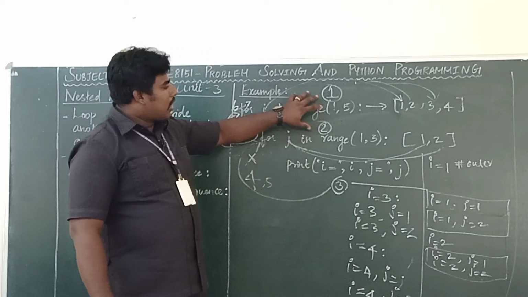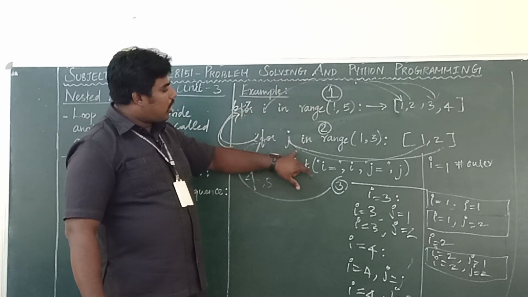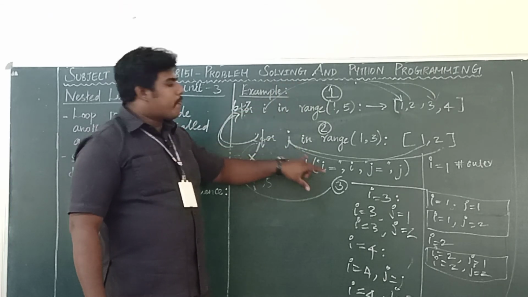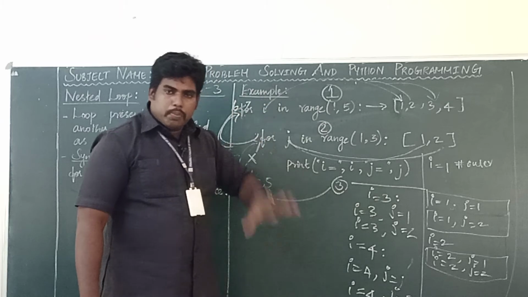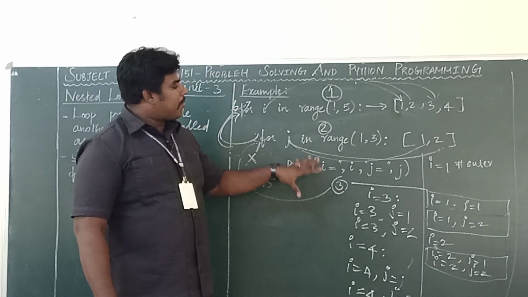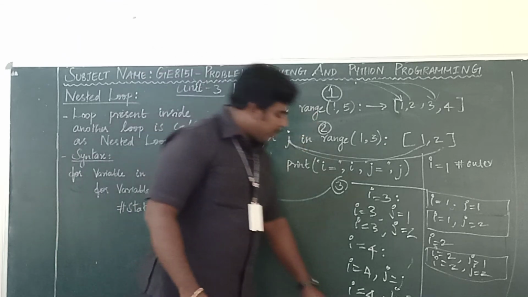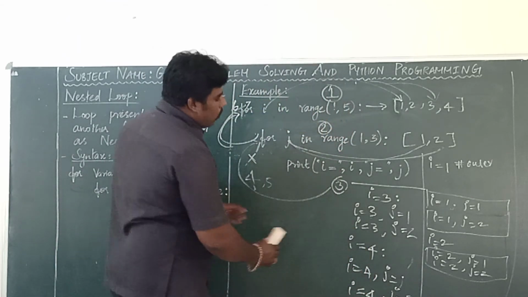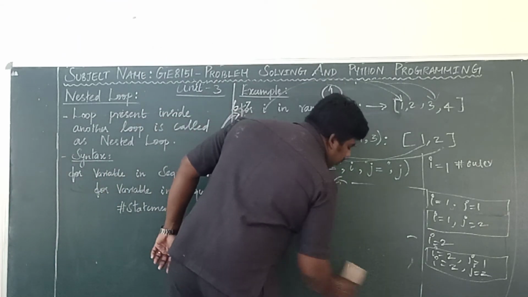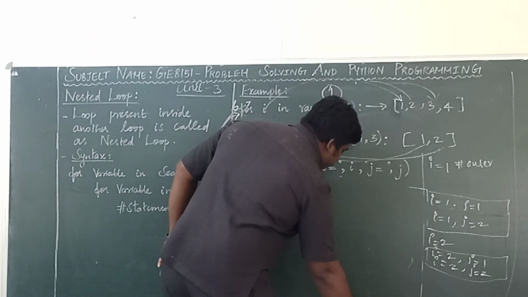First of all, the outer loop will execute, then the inner loop. Till the inner loop elements got over, only the inner loop executes. After completion of the inner loop, the outer will be executed. All of it clear? The same thing will work for the while loop also. Okay, I will give the syntax.